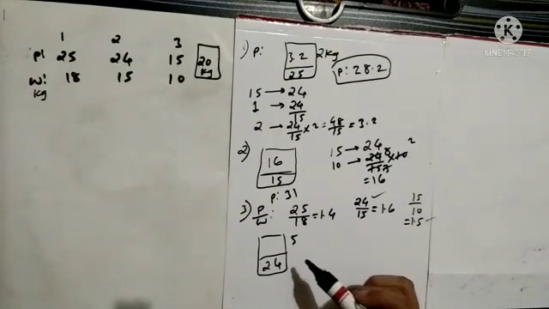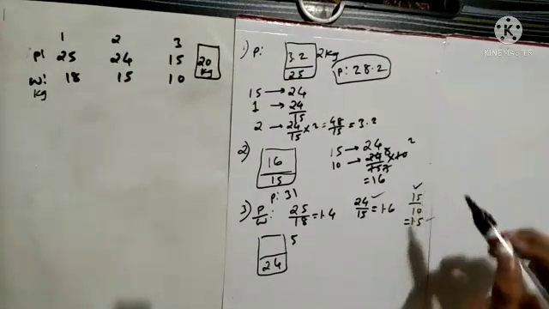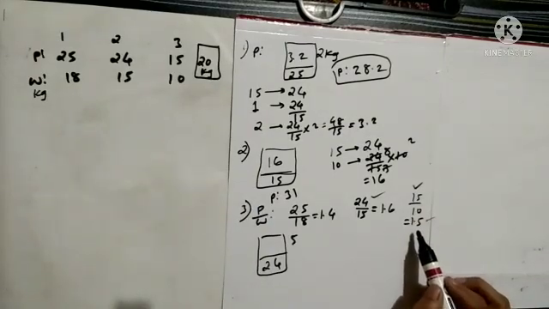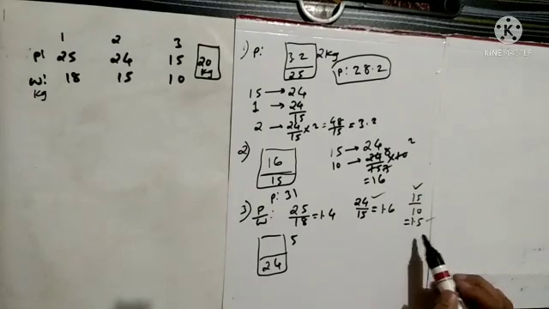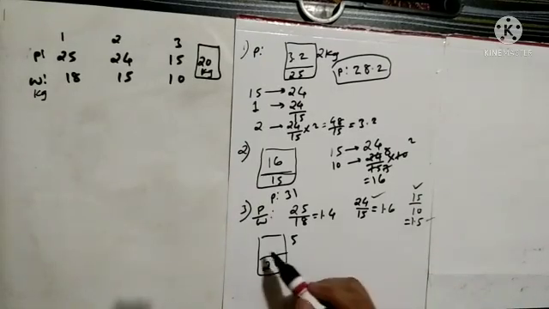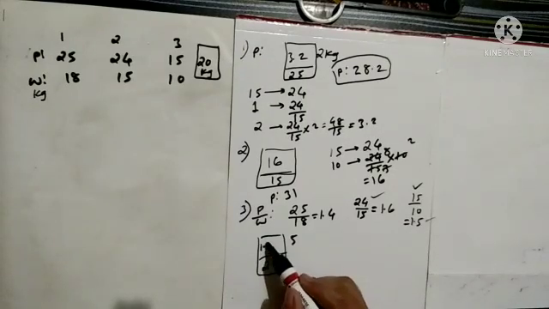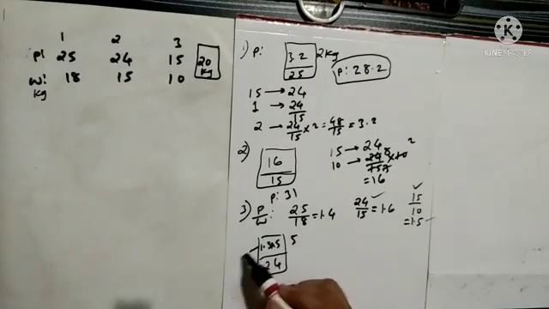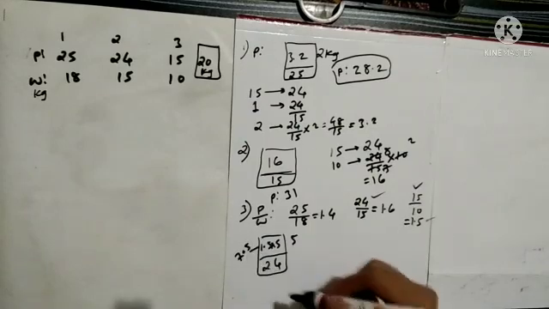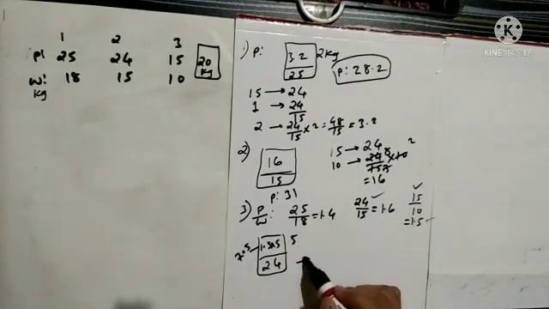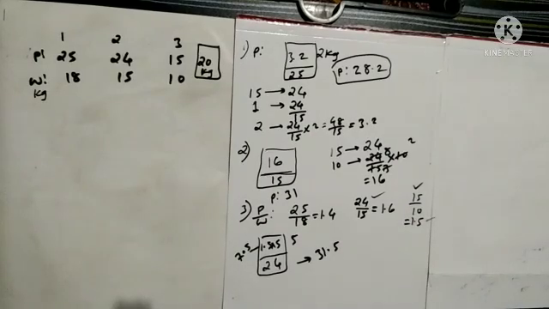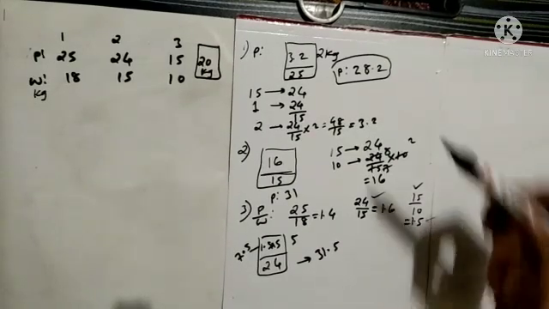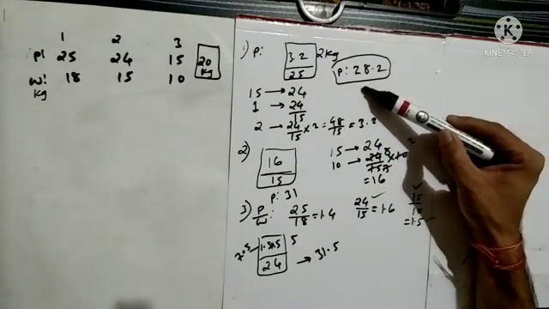Now which object will I fill first? I will fill the third object, because it has a P by W ratio of 1.5. So if I put this, 1.5 into 5, you get 7.5. If you add this, then definitely you are going to get 31.5.